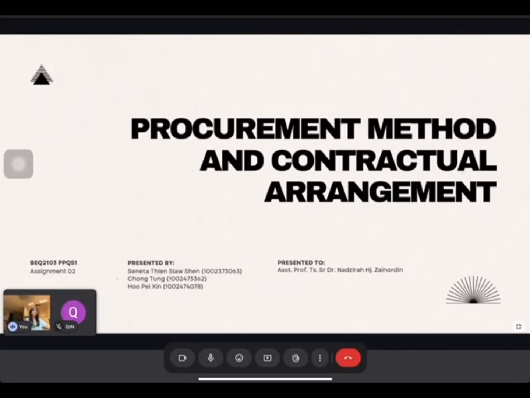Good morning everyone, we are presenting on the topic procurement method and contractual arrangement. This presentation is prepared by Sanata, Chongtong and me, Wu Pei Xing.